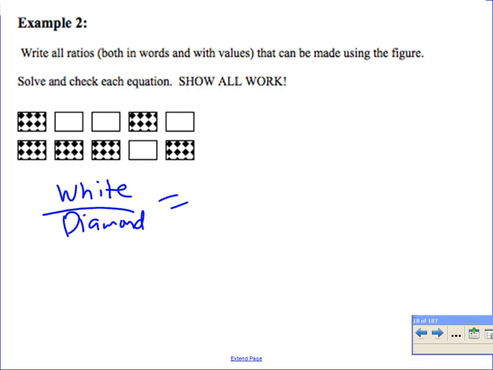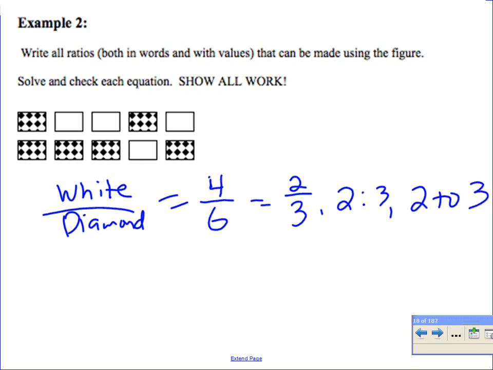If we're doing white to diamond, what are the initial numbers that we're plugging in, Emma H? Good, 4 and 6. There are 4 white ones, there are 6 diamonds. So completely simplified, Zach, 4 over 6 is? Good, 2 over 3. You could also write it as 2:3. Okay, someone give us one more ratio we could set up. Annalise, what's one more? Good, diamond to total.